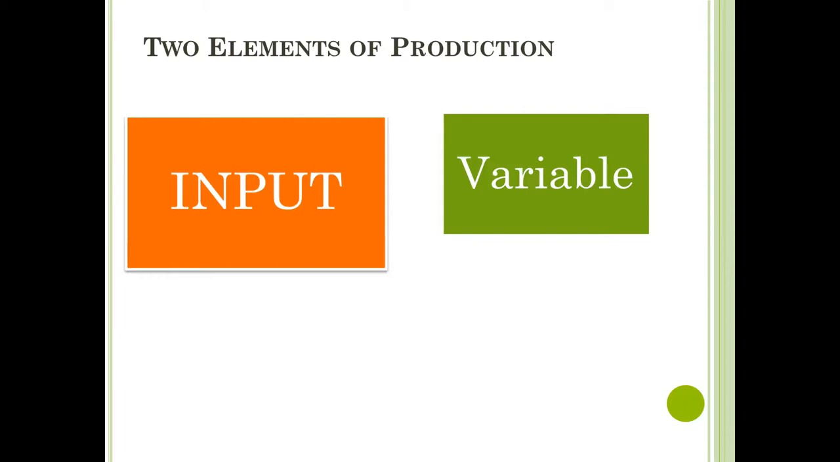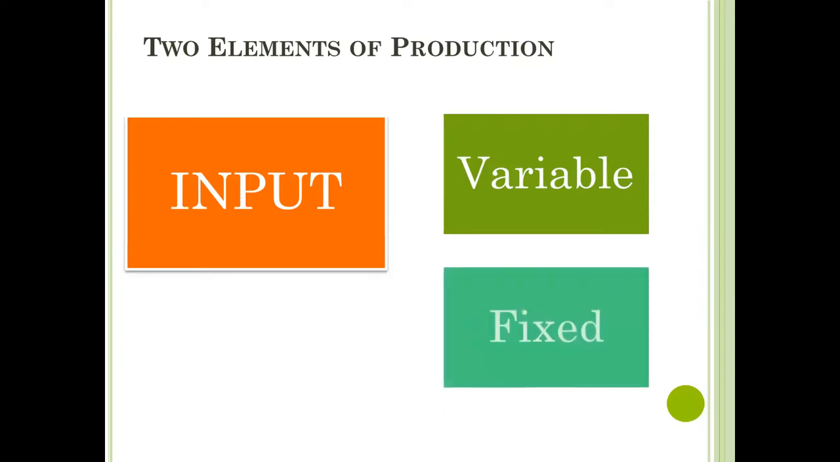So variable inputs are factors of production that can be changed over a period of time. So it varies, depending on the demand and supply. So these are changeable inputs.